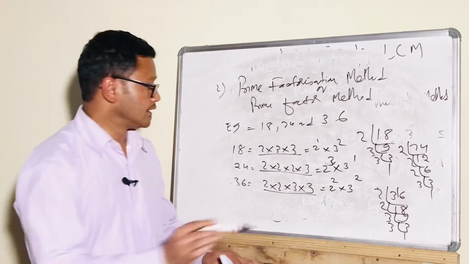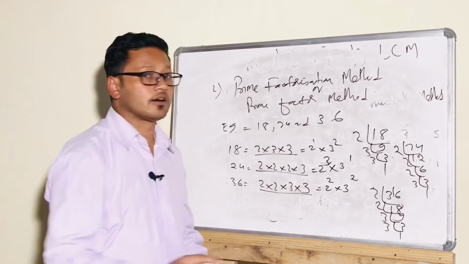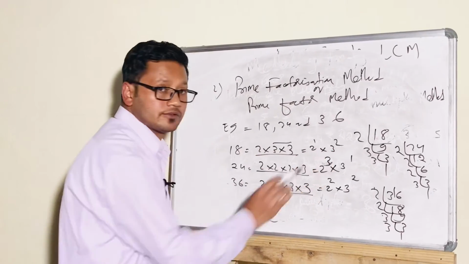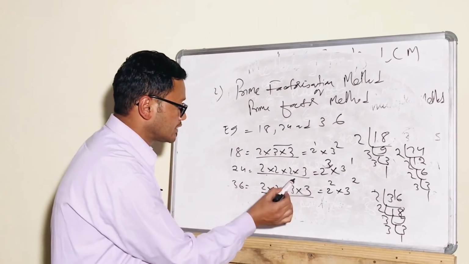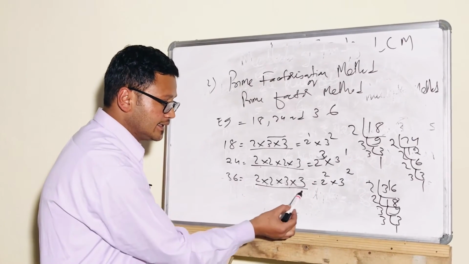Now we have to write them in index, exponent or power form. That is 2 one time, then 3 two times. Then 2 three times, then 3 one time only, 2 two times, then 3 two times.